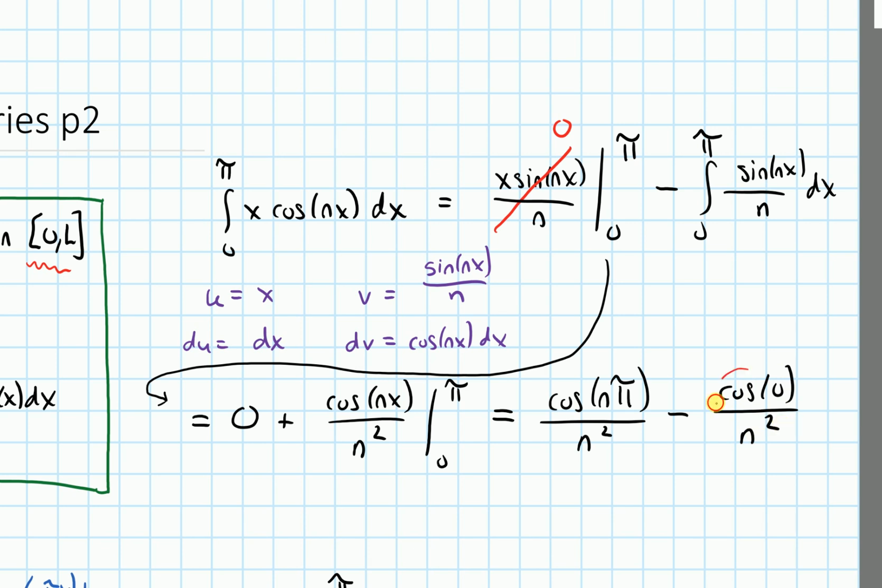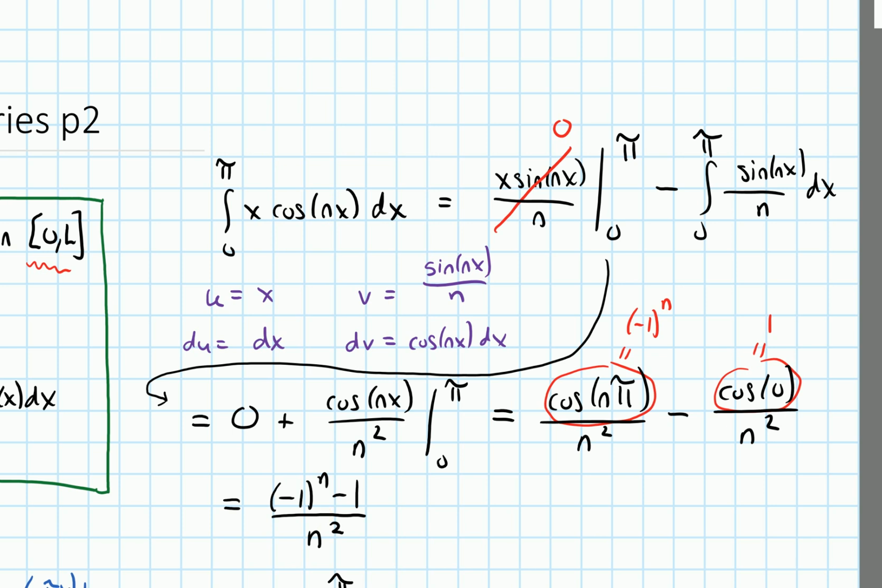The cosine of 0, we know what that is. We know cosine of 0 is 1. Okay, and cosine of n pi, we've seen what that is as well. That's going to be negative 1 to the n. So what we have now is this whole thing becomes negative 1 to the n minus 1 divided by n squared. So that's what the x cosine nx integral becomes.